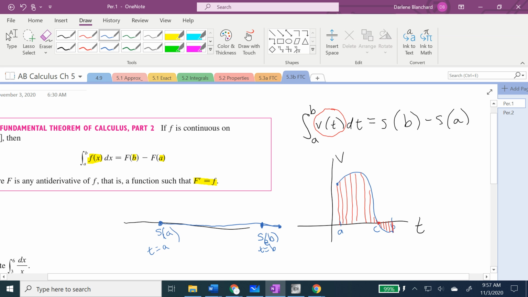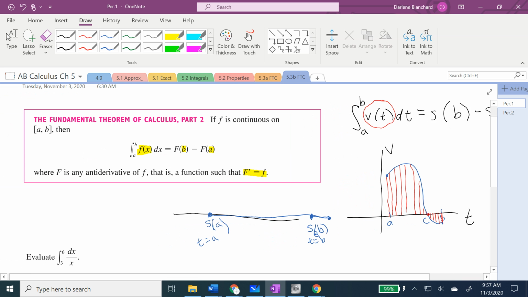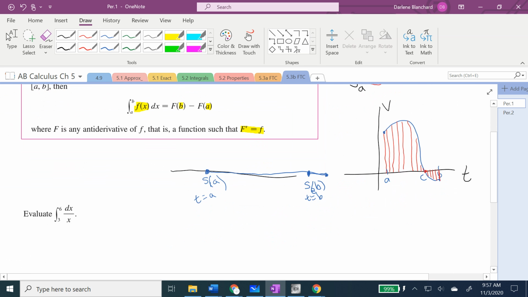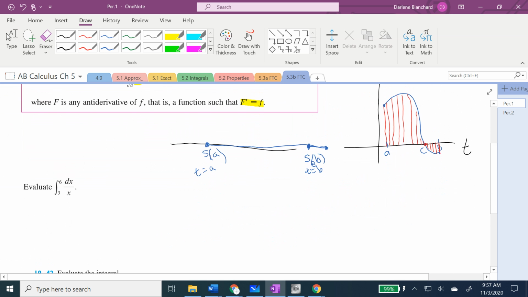So if you understand displacement, does this actually make a lot of sense? For those of you who haven't done physics yet, does this make enough sense? Okay, so that's all you need to know to get going on some examples. Here we go.